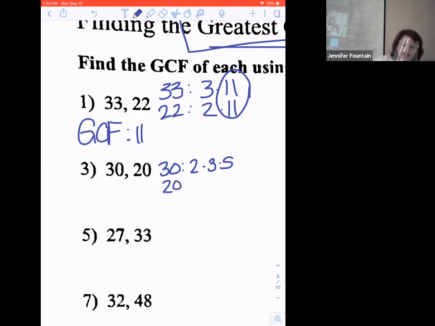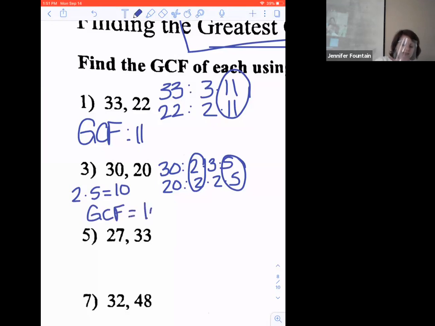Now I can look at 20. What's my smallest prime factor? 2. 2 times what is 20? 10. So now I need to break down 10, and 10 will be 2 times 5. Let's see what we have in common here. I've got 2's in common, then I have a 3 and a 2, but I've got 5's. So remember, if I have more than one, 2 times 5 is 10. So my greatest common factor is 10.